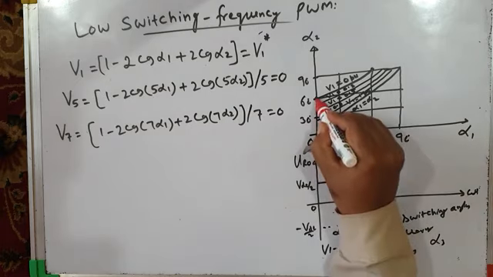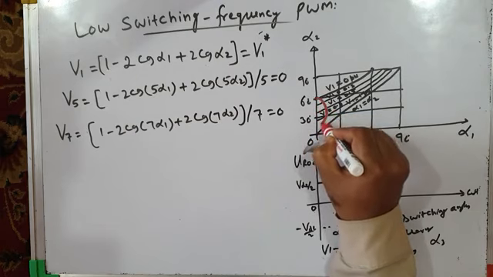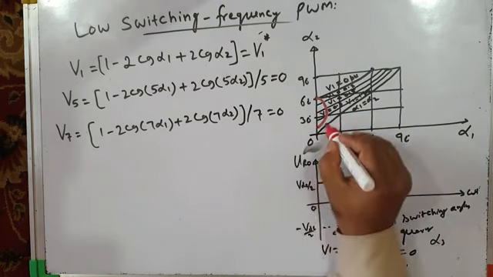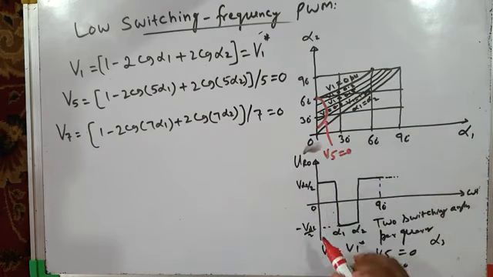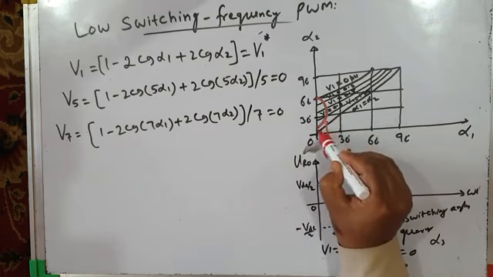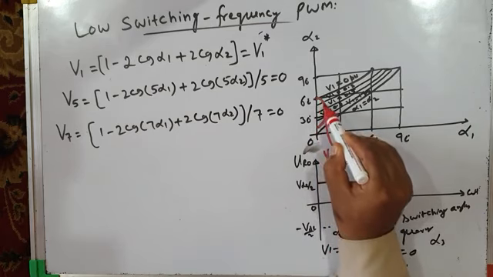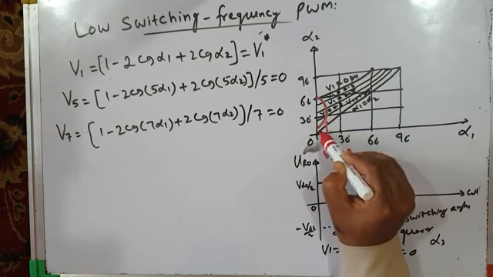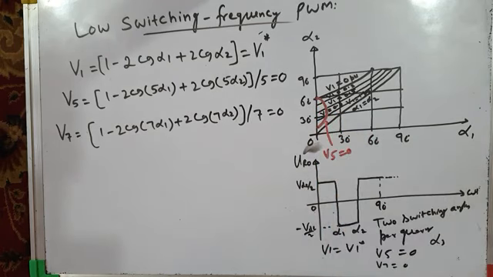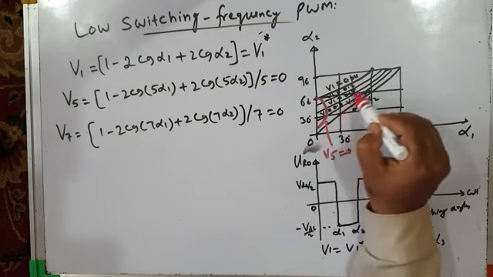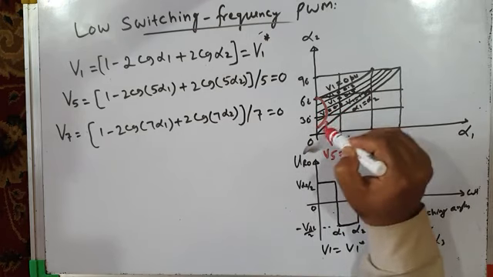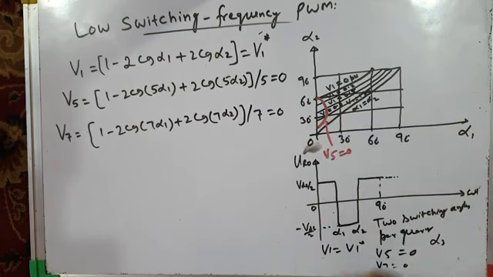For example, if you remember, in one of the earlier classes, this was the contour. This was the V5 equal to 0 curve. So along this contour, different combinations of alpha 1 and alpha 2 will be there, which will give V5 equal to 0. And then the intersection of these constant fundamental voltage contours with this will give a desired value of the fundamental component of voltage.